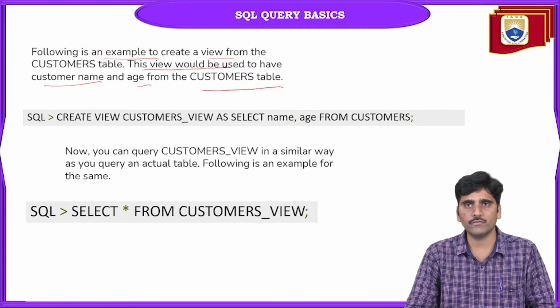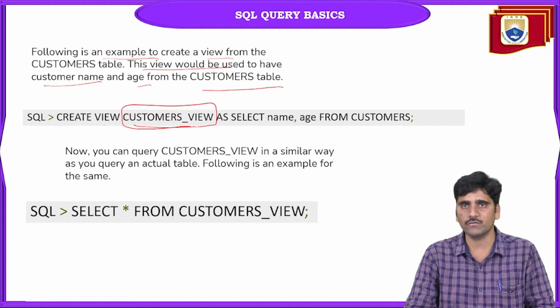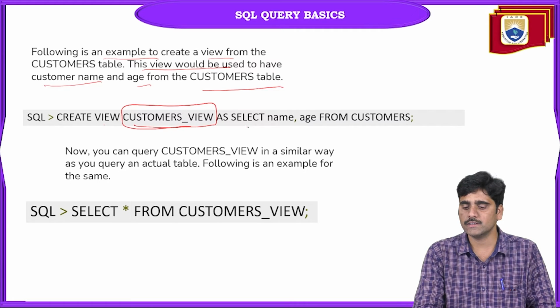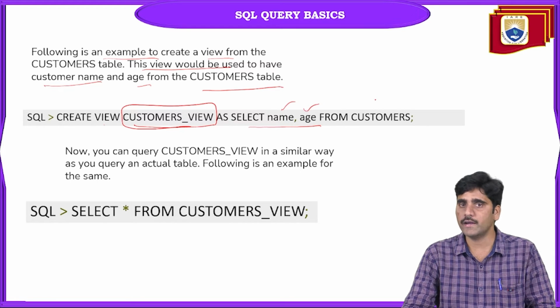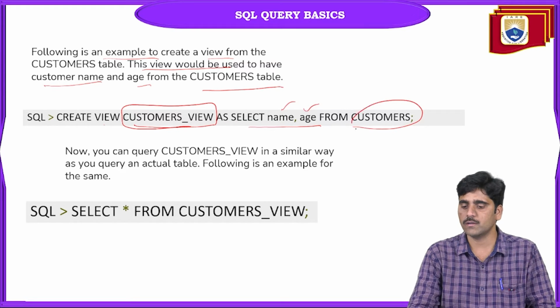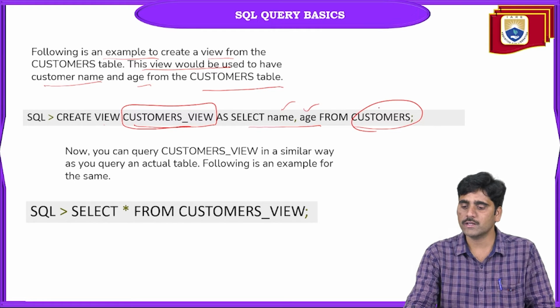So how we create a view is, see here: CREATE VIEW, and this is the view name, customers_view. AS SELECT name, age FROM customers. We are selecting name and age from the customer table. So with these two fields only, I am going to create a view for this customer table. This is also called creating a view from a single table, because we are taking only one table, that is the customers table.